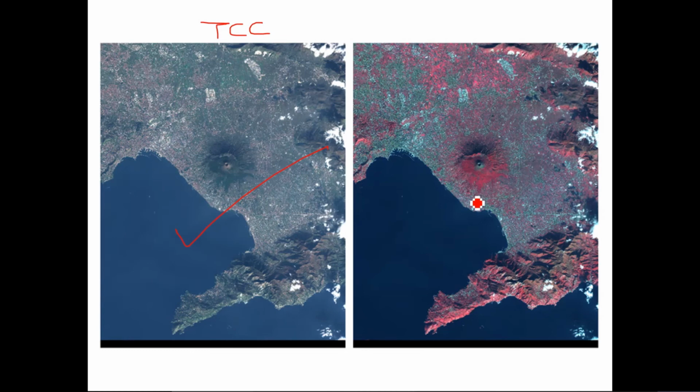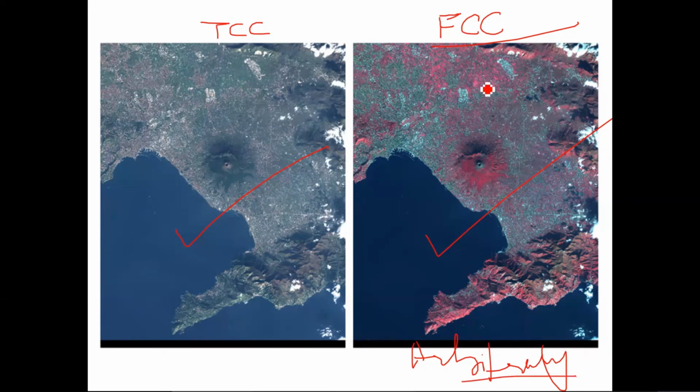But here I probably assigned different colors to different bandwidths. So what is this called? This is a false color composite. It can be a false color composite or an arbitrary color composite, because I don't know what colors were assigned to what bandwidths here.